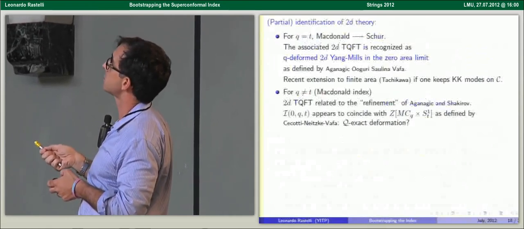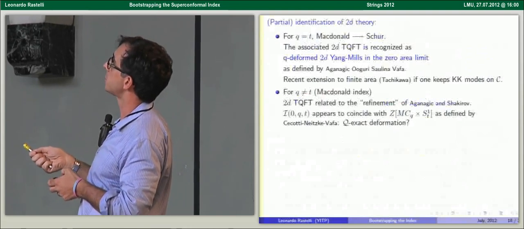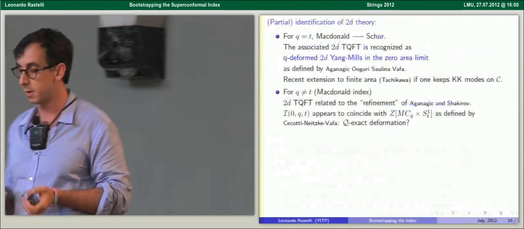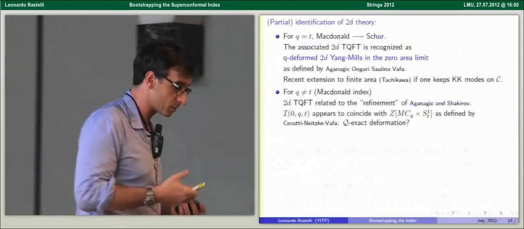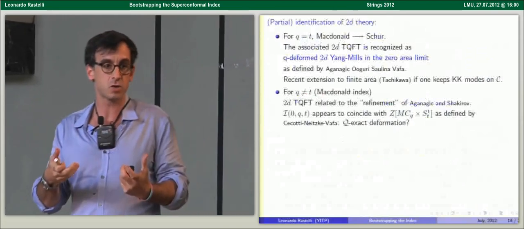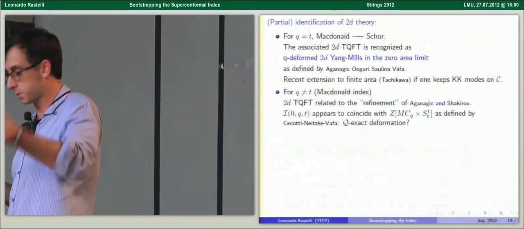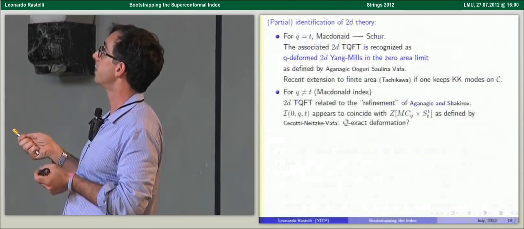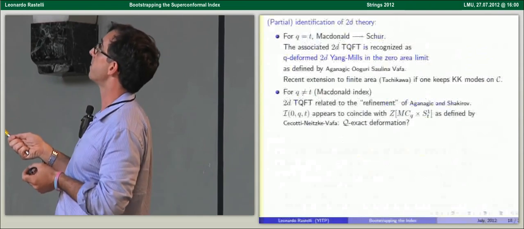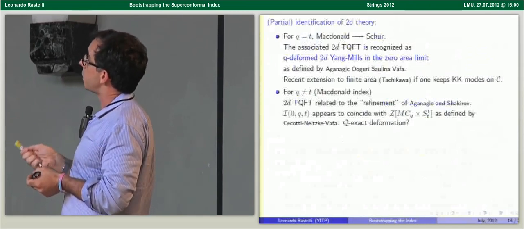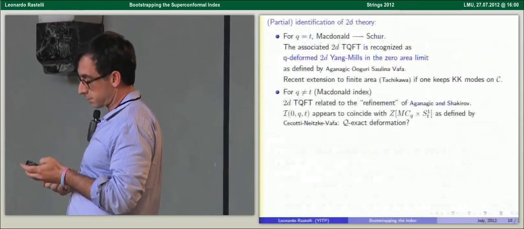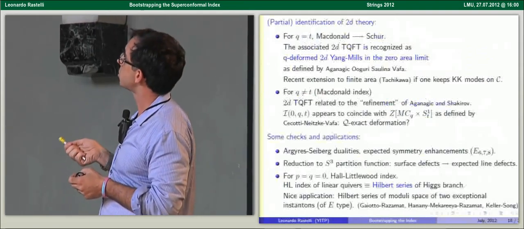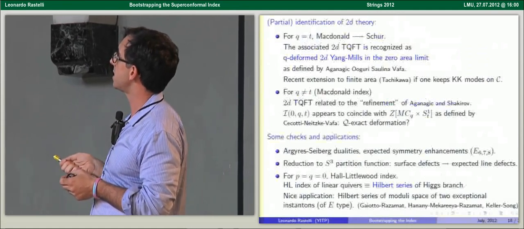you just recognize the 2D theory to be a certain quantum deformation of 2D Yang-Mills in the zero area limit. In some sense, this was a natural thing to expect because everything in our index is a class function, so I can label the states by irreducible representations of the group. And what is the theory that you know whose states are labeled by irreducible representations of the group? Well, of course, it's 2D Yang-Mills. And we get the Q deformation thereof. Now, the general Q, T case is a certain refinement of the story that I don't have time to discuss.